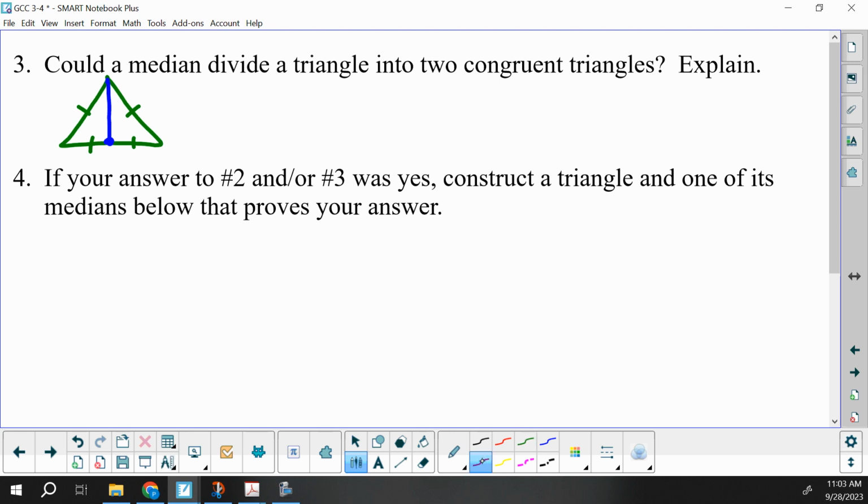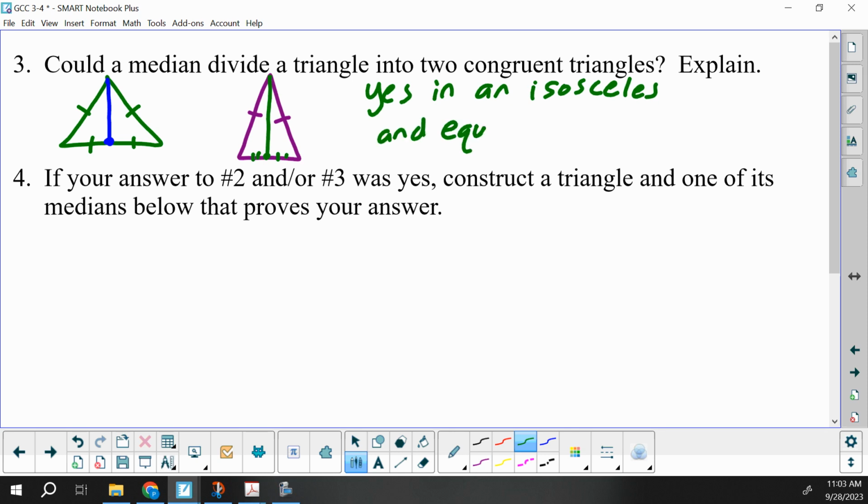And this would also be true if we had an isosceles triangle. An isosceles triangle has two sides that are the same length. If I did the median from that angle up on top, which is called the vertex angle, then those two triangles would be the same. So we'll say yes in an isosceles and equilateral triangle.